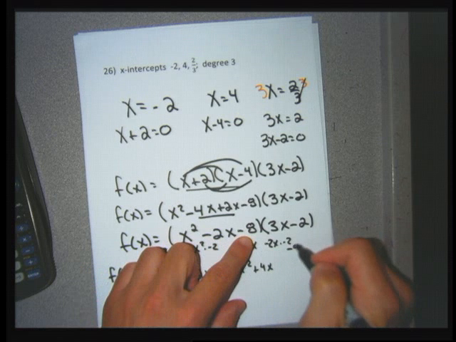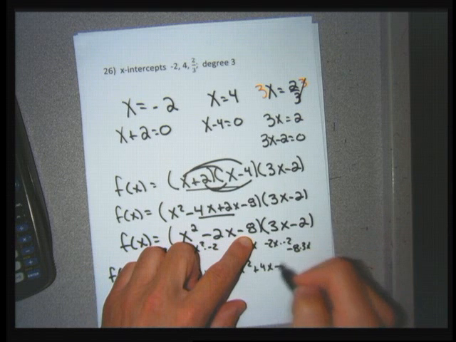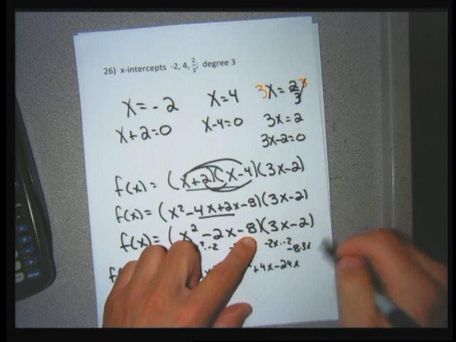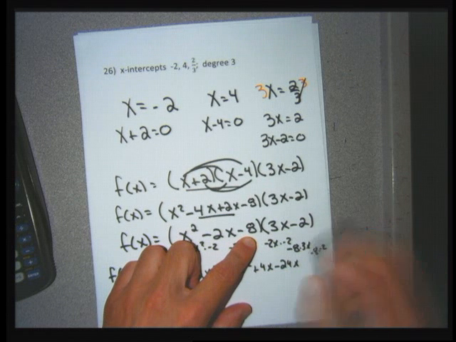And then minus 8 times 3x is a minus 24x. And then minus 8 times minus 2, that's a plus 16.